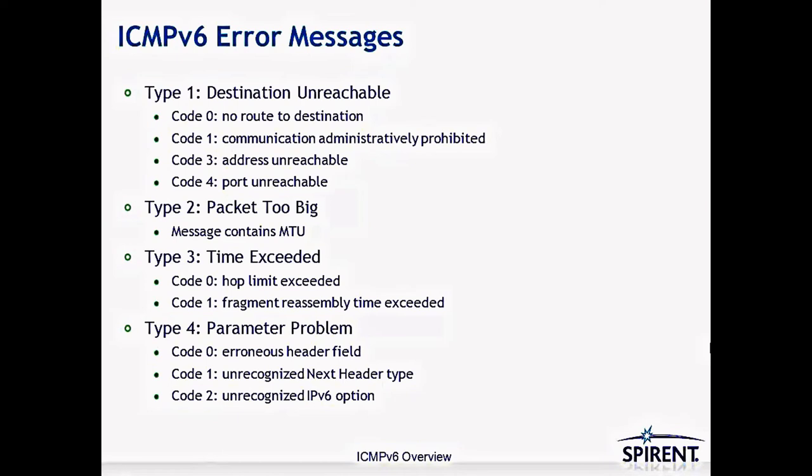ICMPv6 error messages have 4 main types. Type 1, destination unreachable messages. Depending on the code, it determines what type of destination unreachable message it is, such as code 0 for no route to destination. Type 2 is a packet too big message, meaning the packet exceeded the MTU of the outgoing link. Type 3 is a time exceeded message, meaning either the hop limit was exceeded or the fragment reassembly time was exceeded. Type 4 is a parameter problem message.